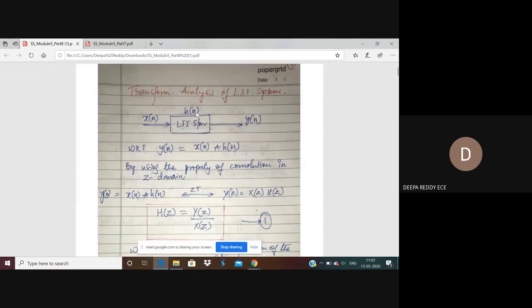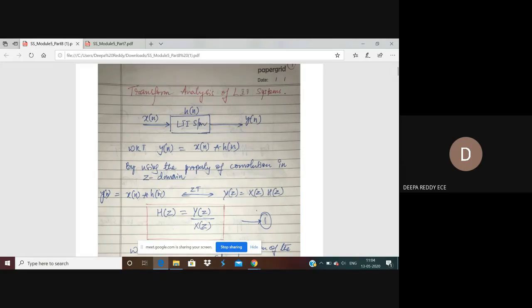So this is a well-known formula where y of n is x of n convolved with h of n. We have already seen in the properties of Z transforms the convolution property. The statement says when the time domain signals are convolved, in the Z domain the convolution becomes multiplication. So stating the property, y of n is equal to x of n convolved with h of n, the Z transform pair is Y of z equals X of z into H of z.